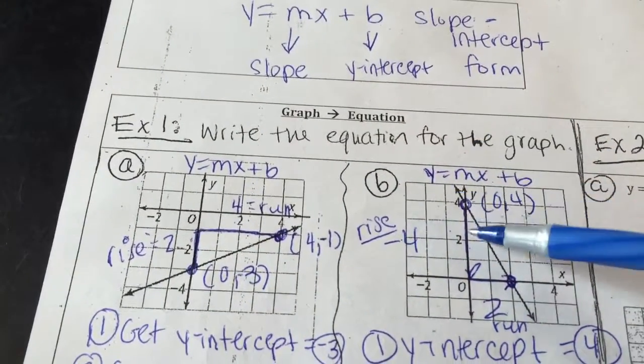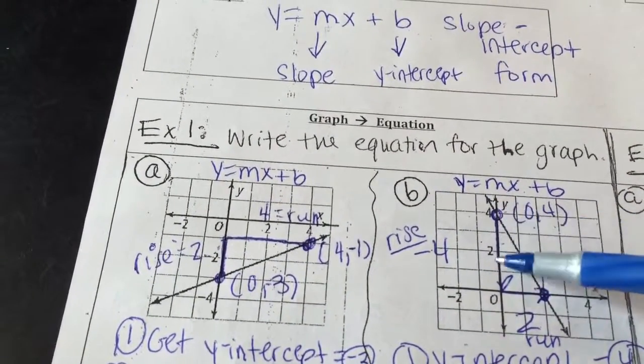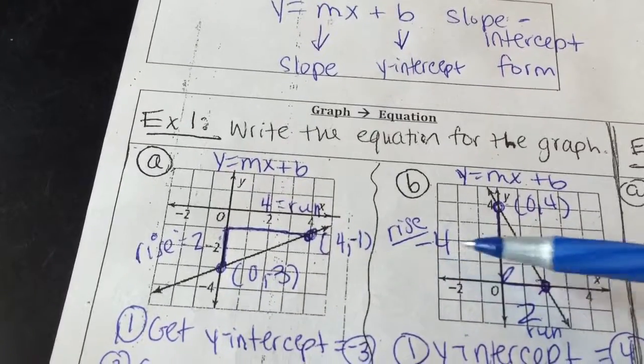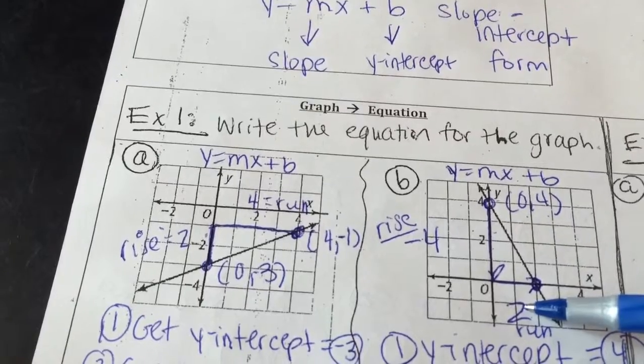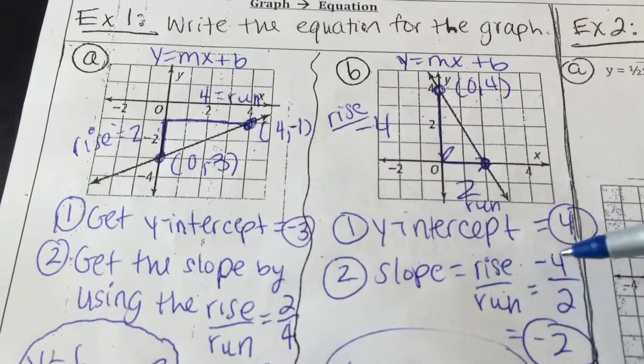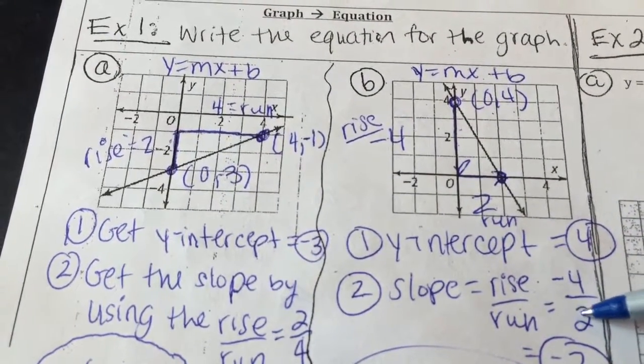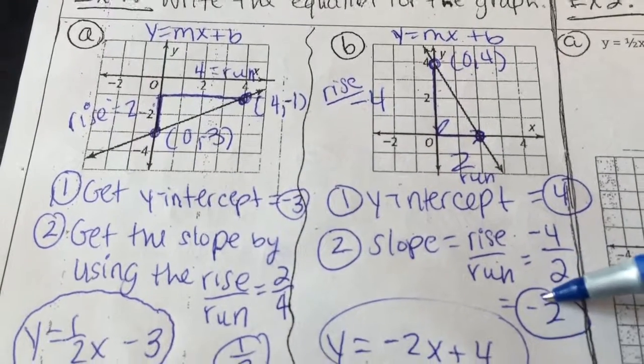You need to start with the leftmost point, and you went down 4. That's why it's negative 4. And then you went over 2. The run is 2. So the rise over the run is negative 4 over 2, which when you divide it, is negative 2.